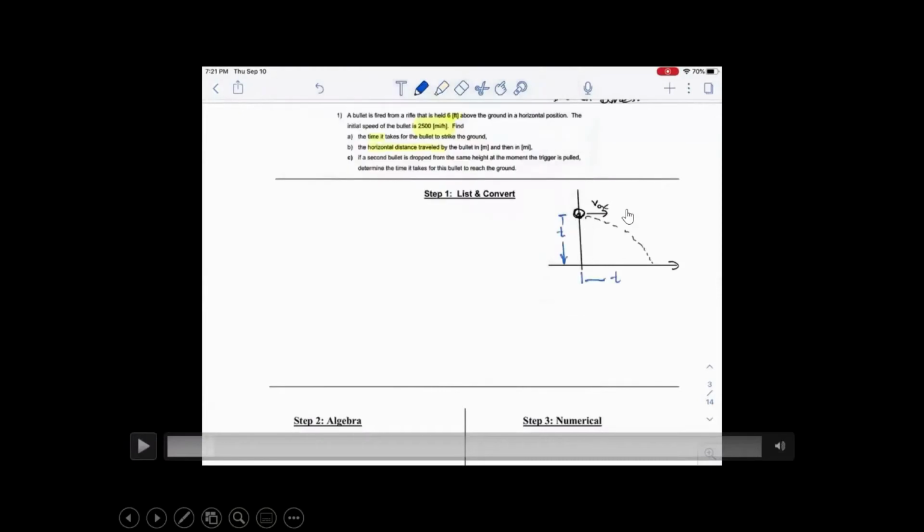All right, so the bullet is going to be fired. This is the amount of time it takes for this bullet to drop. So that's the same amount of time it's going to take for it to travel this distance. This is going to be fired at 2,500 miles per hour from 6 feet above the ground.